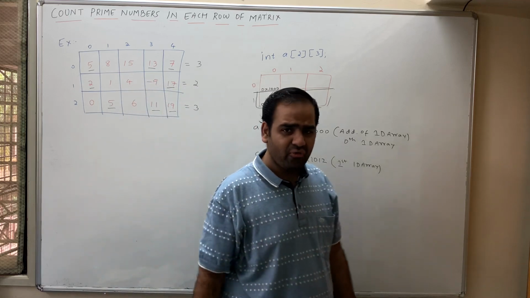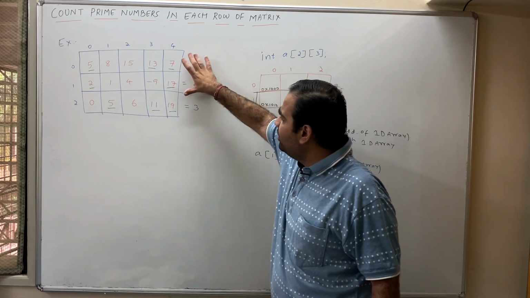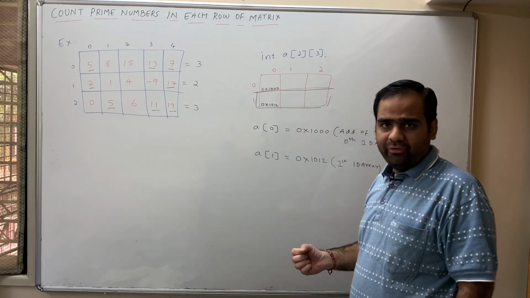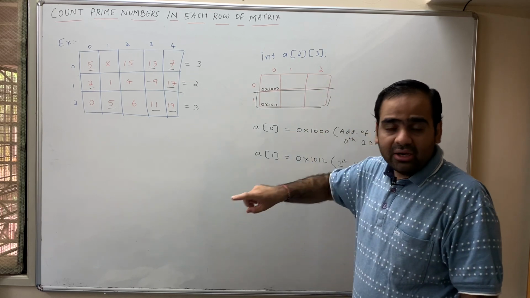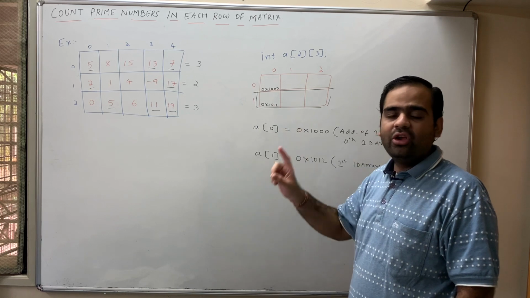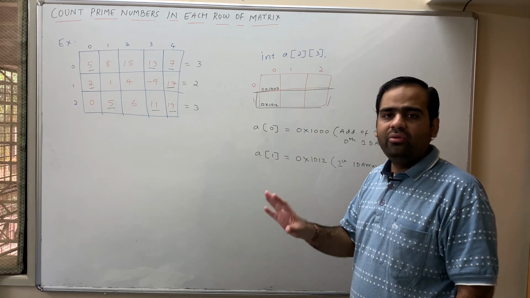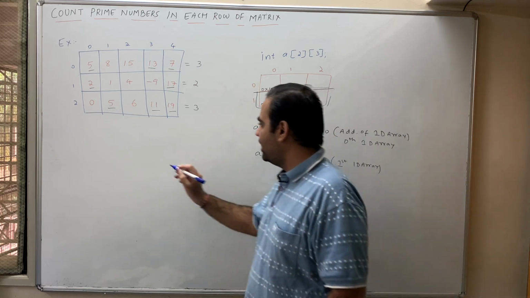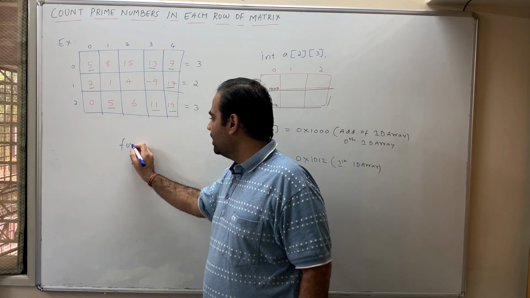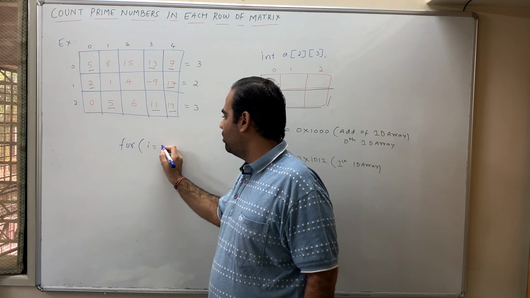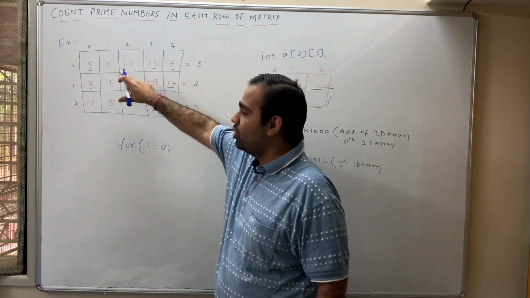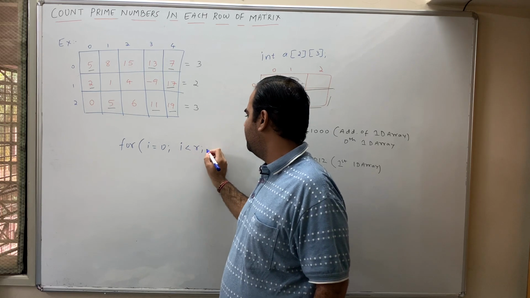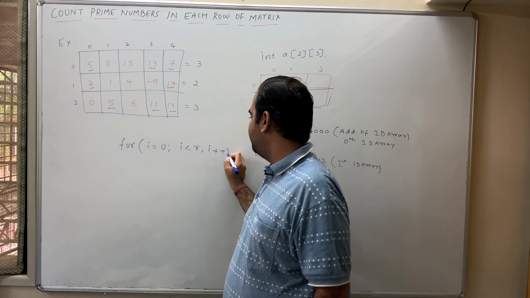Now why is this important for us? In this case of a matrix, we will take each row of the matrix. Each row of the matrix is a one-dimensional array, and we already know how to count the prime numbers in a one-dimensional array. Therefore what we write over here is, for the value of I starting from 0, because it is the 0th row, and how many rows are there? In general, let me take R number of rows, and we say I plus plus.